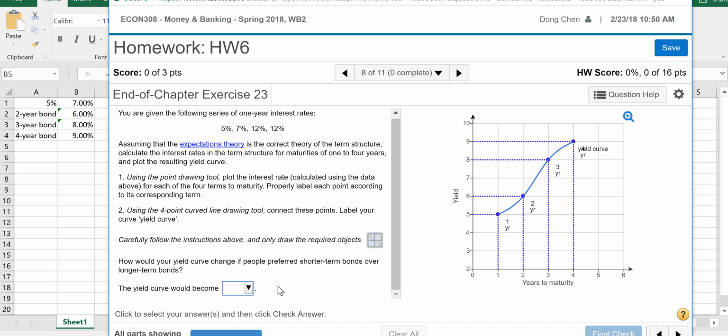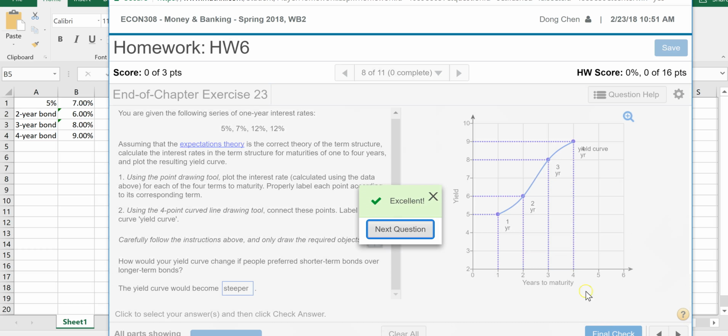So when the longer term bonds' interest rates go up, how will that influence the shape of this yield curve? Obviously, that's going to increase the slope, right? Because the slope means that the longer term bonds have a larger interest rate. And that's exactly what we expect when investors prefer short-term bonds. So the answer here should be become steeper, right? The steeper. Excellent.